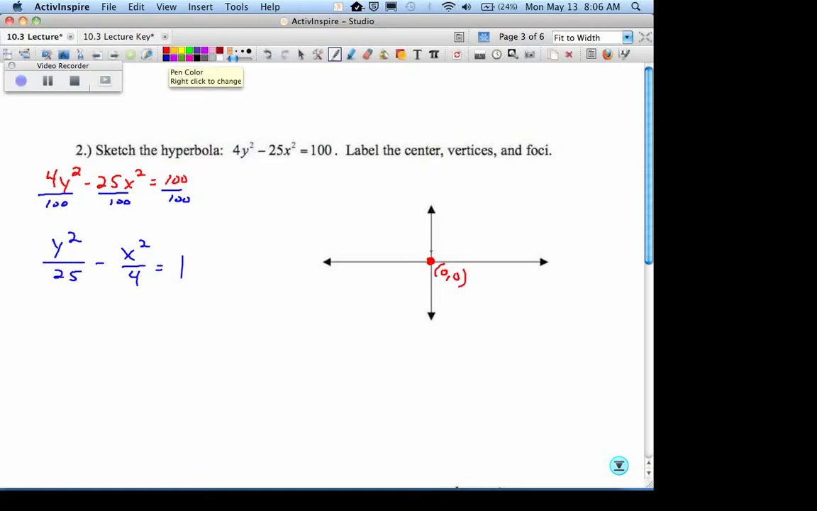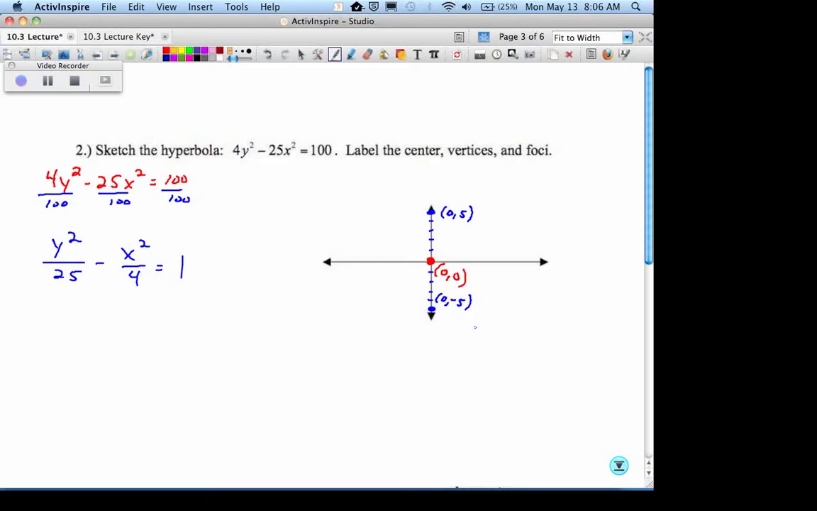So if I go up 5, 1, 2, 3, 4, 5, I have a dot there, and that will be 0, comma 5, and I will go down 1, 2, 3, 4, 5, 0, comma negative 5. Because I did those first, I'm labeling them. They are my vertices. That's where the parabolas will connect.